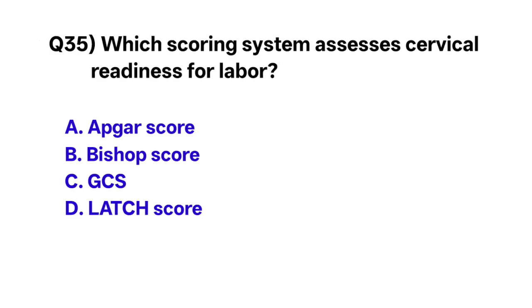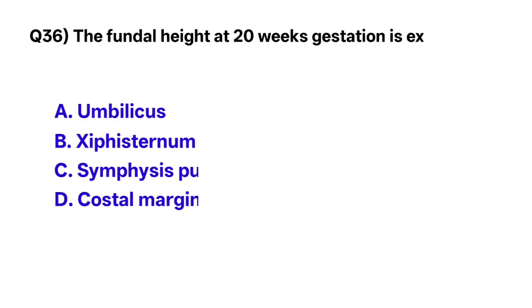Question number 35. Which scoring system assesses cervical readiness for labor? The correct option is B. Bishop score. Question number 36. The fundal height at 20 weeks of gestation is expected at? The correct option is A. Umbilicus.